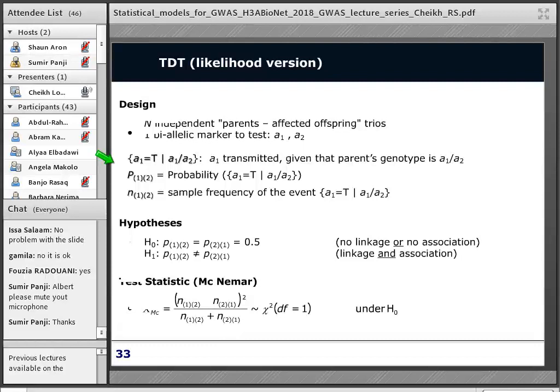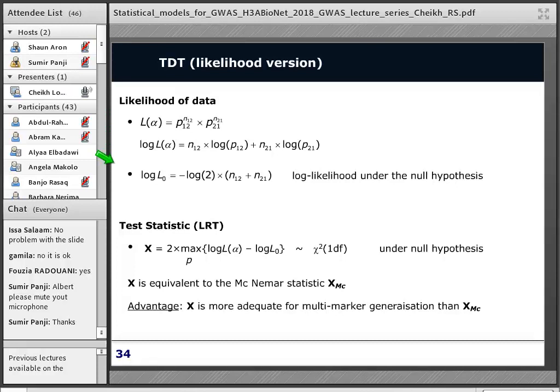And here, the null hypothesis will be that the probability of transmitting allele 1 instead of allele 2 equals the probability of transmitting allele 2 instead of allele 1, and it's equal to 0.5. And the alternative hypothesis is just that the two probabilities are different. And this is what we saw before. It's just a quick recap of that in another notation. So here you have the test statistic, the McNemar test statistic, which is the number of times one is transmitted instead of two, minus the number of times two is transmitted instead of one, squared, divided by the sum. And this is a chi-square with one degree of freedom, and here you can write it in likelihood version.